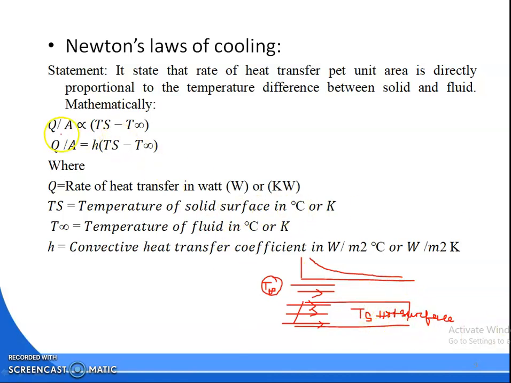So mathematically, if I write, Q by A is directly proportional to the temperature difference between the solid surface and the fluid medium, that is Ts minus T infinity. So Q by A is equal to h times (Ts minus T infinity). What is h? h is your convective heat transfer coefficient, and its unit is watt per meter square degree centigrade or watt per meter square Kelvin. And the more the motion of the fluid, the more will be the convective heat transfer.